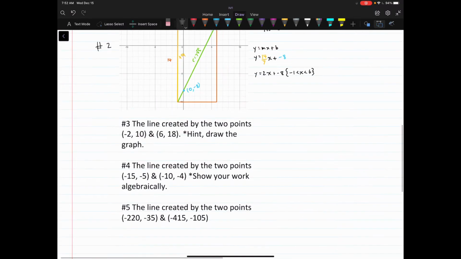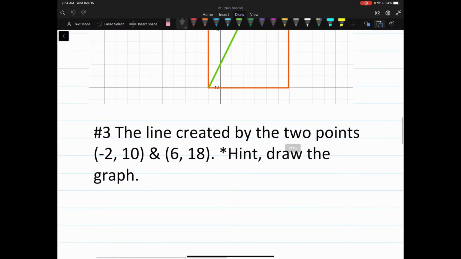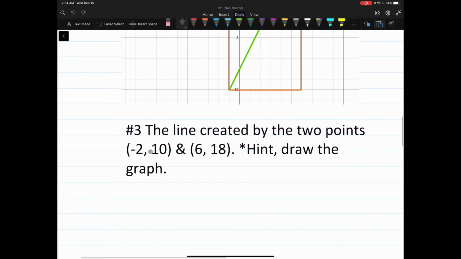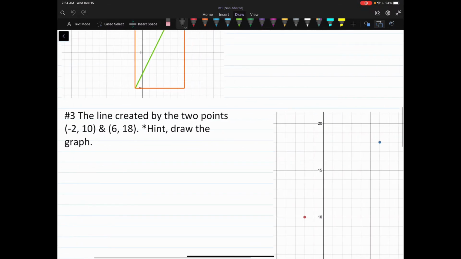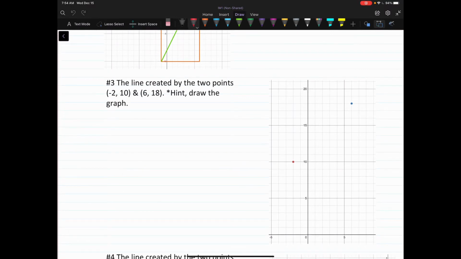Now let's go on to the next one. All right, now let's take a look at this problem here. So we have this line created by 2 points, (-2, 10) and (6, 18). And so what I'm going to do is start by drawing this graph here. So I went right here and I plotted the points. So this red point is going to be (-2, 10). And then that blue point is going to be (6, 18).